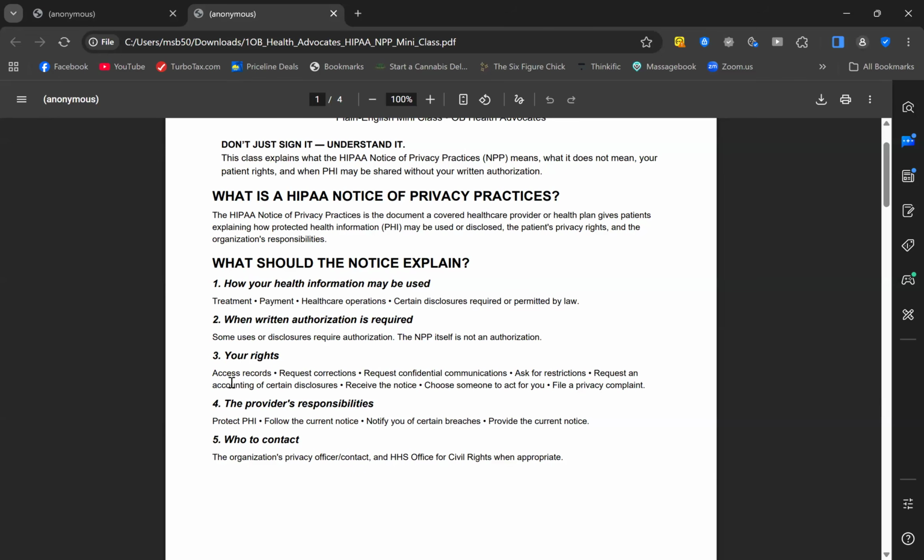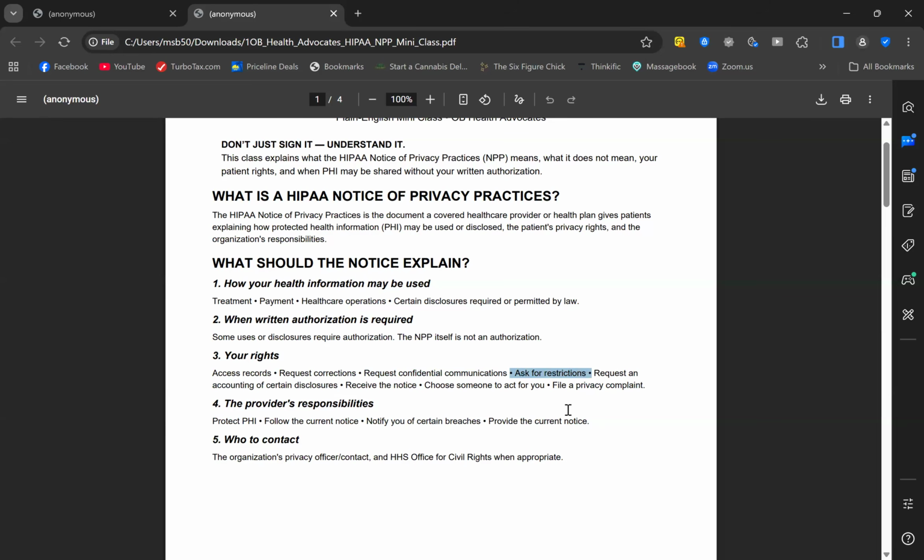You have the right to access your records, request corrections. This right here is a biggie. If you see something in your medical records, health records, you do not agree with, you can request a correction. You can also request to see the correction once it is done. All right? Request confidential communications. This is another biggie. Request confidential communications. Ask for restrictions.